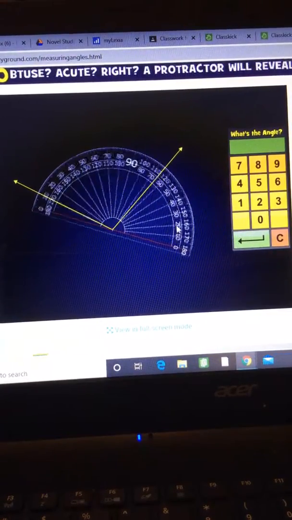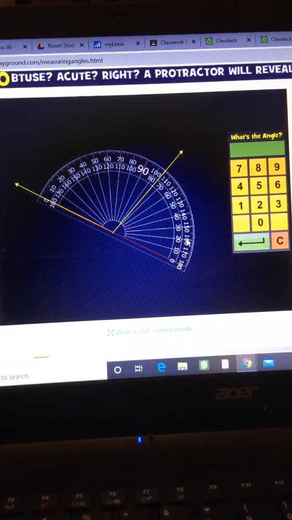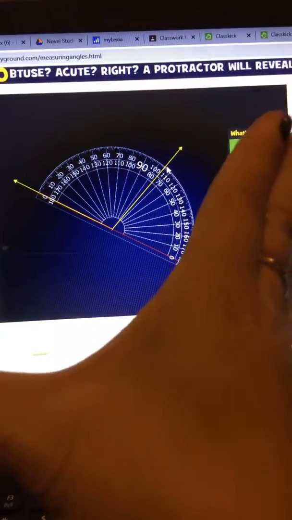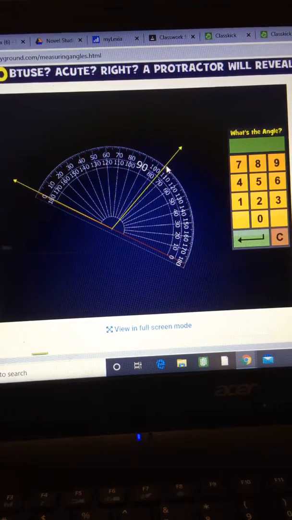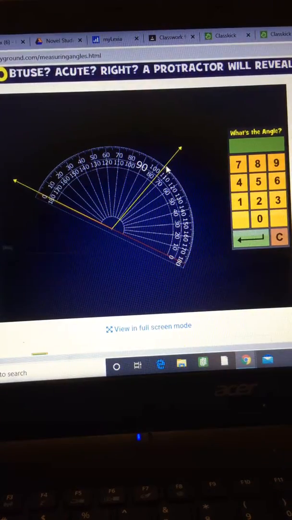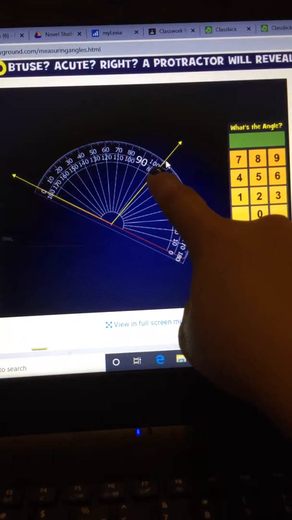So I'm going to slide it over again to 0. Now, if you look at this one, you see how this one's a little bit wider? So if it's a little bit wider, you're going to choose the bigger numbers because it's obtuse. So am I going to choose in the 80s or in the hundreds if it's wider? If it's wider, you choose the bigger numbers. So I'm not going to look at the bottom, I'm going to look at the top.